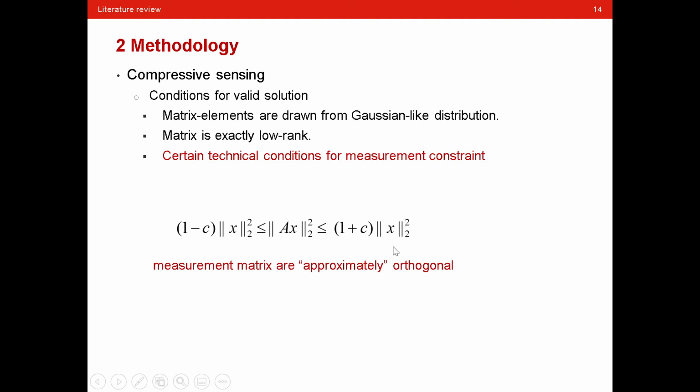In my view, this inequality means that the measurement matrix is approximately orthogonal, because if you think about the extreme case where C equals zero, the L2 norm of A times x should be equal to the L2 norm of the original signal. So A should be orthogonal in this case.